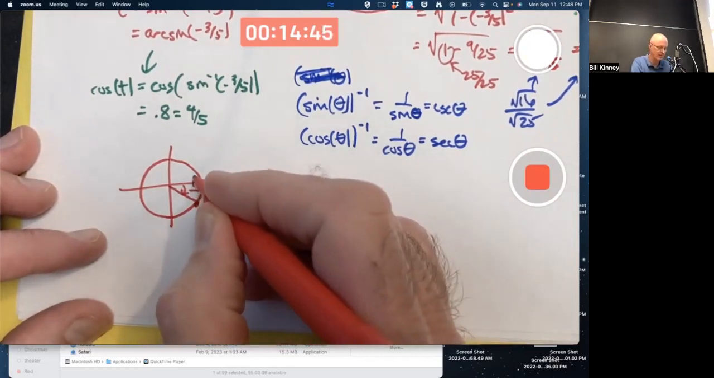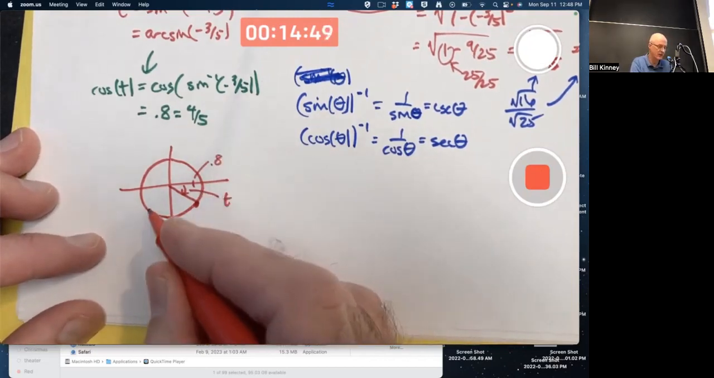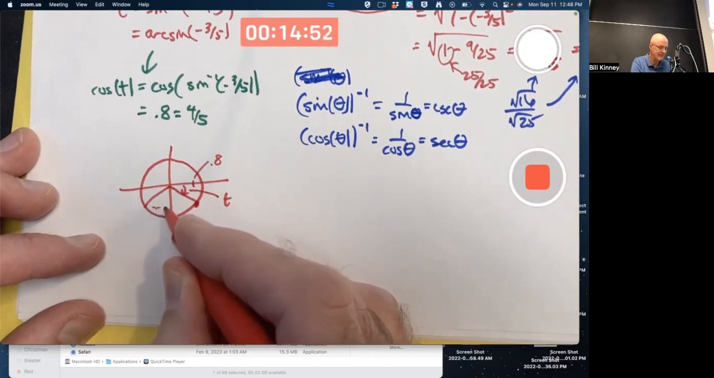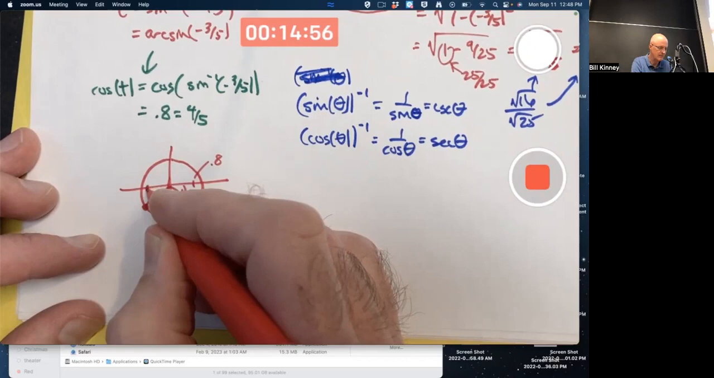That's the first coordinate of that point, 0.8. If it had been in the second quadrant, the third quadrant, it would have been symmetric across this axis. It would have been over there, and the cosine of it would be -0.8.